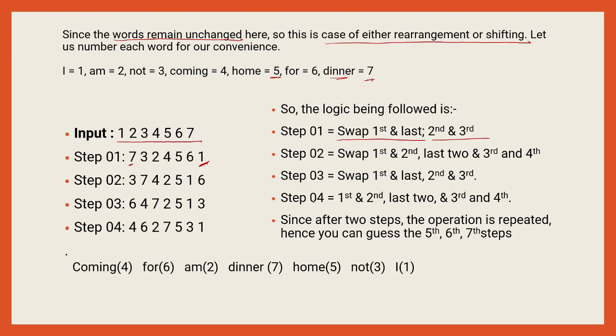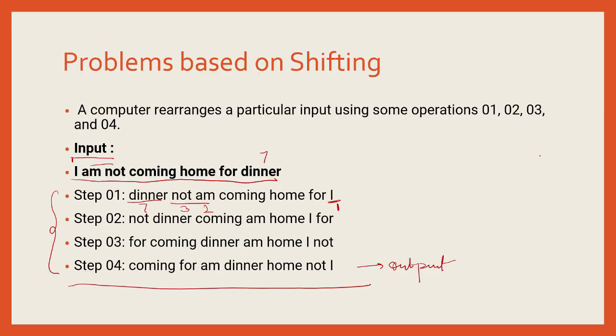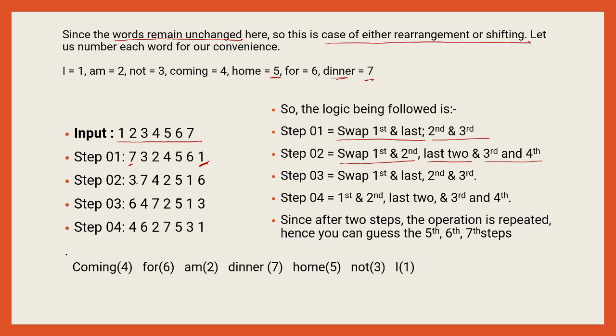In step 2, what have we done? In step 2, first and second have been swapped, the last two have been swapped, and third and fourth have been swapped. So again, you see dinner not has become not dinner. Am coming has become coming am. And for I has become I for. Same as mentioned in step 2. In step 3, again the pattern that was used in step 1, that means swapping the first and last and second and third.